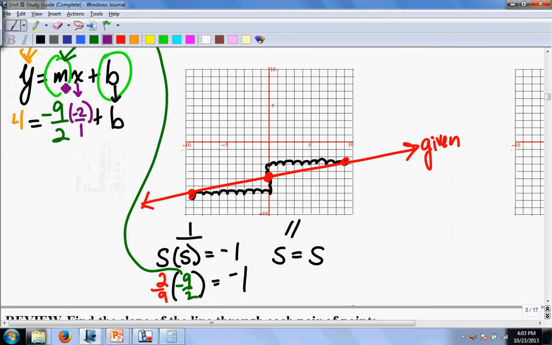Put this over 1. So we see 2 goes into 2 here one time, and I still have a -1 there, so be careful you don't drop the negative. Next line reads, 4 equals -9 times -1 is +9 plus b. We're going to minus 9, and we have b equals -5.